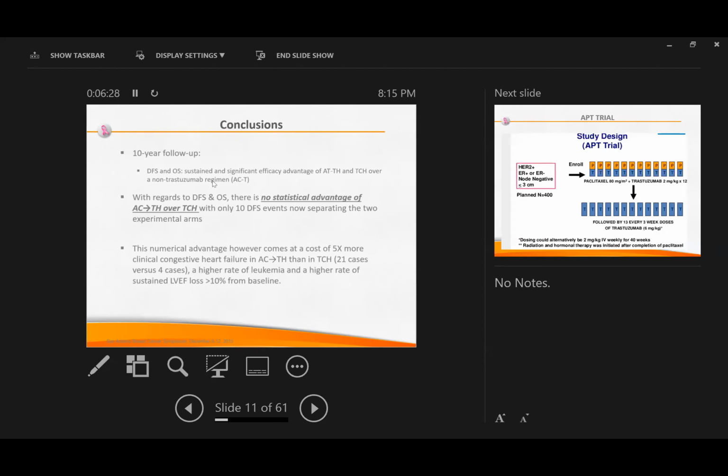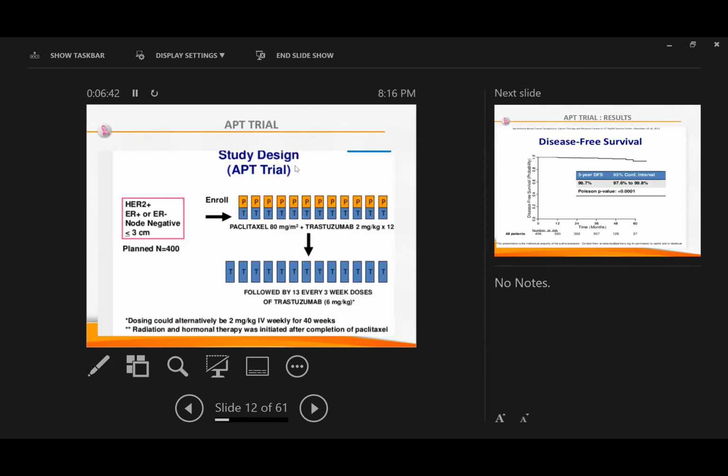And so that was the advantage of, there was 5 times more clinical congestive heart failure in the arm which got AC and the taxane and trastuzumab. Then once this became standard of care, people started looking at whether we can use even less chemotherapy.